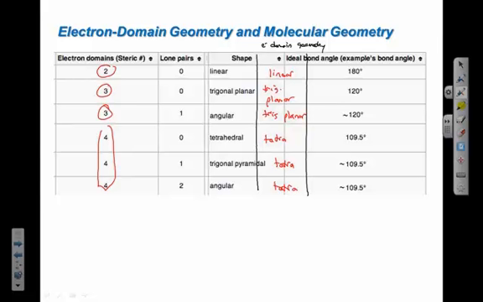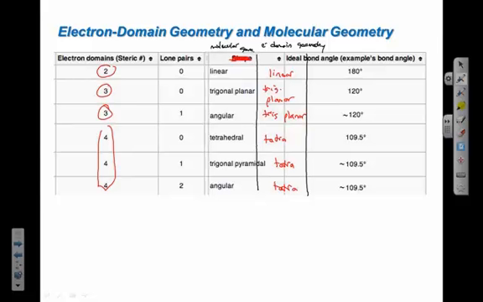If one of my electron domains is a lone pair, though, then when I'm looking at the actual molecular geometry, I see a difference between the electron group geometry and the molecular geometry. There should be a chart similar to this on your formula sheet. Yeah, so this is it. This is labeled as shape, but it should be labeled as molecular geometry rather than shape.